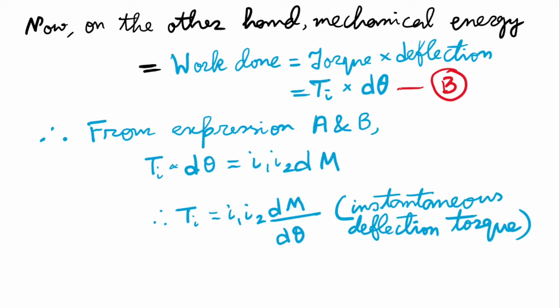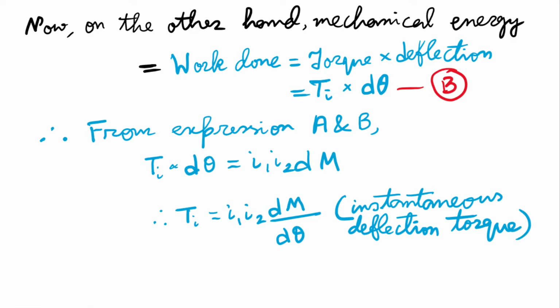So comparing, by the way, you don't worry, you will get the slide that you are being shown on the screen, you will get it in your WhatsApps, okay. So Ti into d theta, that is the torque into deflection, that is the other expression of mechanical energy. So comparing expression number A and B, we get that Ti d theta equals I1 I2 dM, or in other words Ti, that is instantaneous deflection torque, will be equal to I1 I2 dM by d theta. Okay. Now there are two cases.